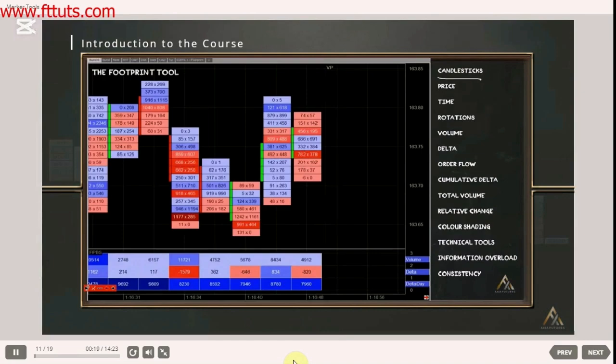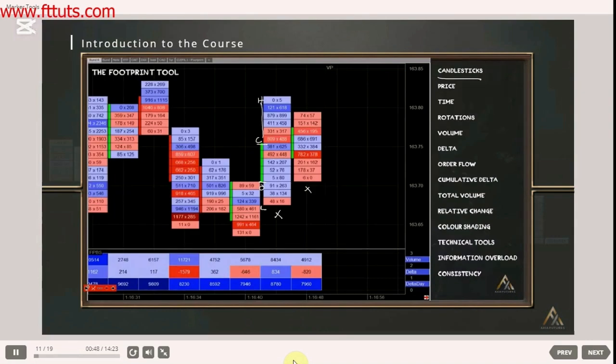Now, within each one of these rotations, I've included a traditional candlestick on the left side. And the reason is I want to really drive home the differences between looking at just traditional candlesticks versus incorporating the footprint tool. Now, what we can see straight away, obviously, with the candlesticks there, is the traditional open and close, and obviously we can see the high and the low.